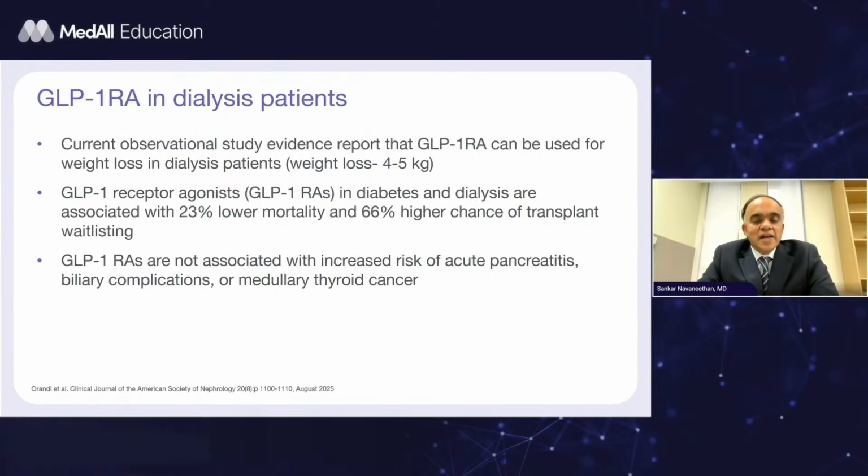However, a large observational study utilizing the United States Renal Data System showed that GLP-1 receptor agonists can be used for weight loss in the dialysis population. It leads to an average weight loss of about 4 to 5 kilos, which we actually saw in the FLOW-CKD trial also. The GLP-1 RA in diabetes and dialysis was associated with a 23% lower mortality and a 66% higher chance of transplant listing. There was no higher risk of acute pancreatitis, biliary complications, or medullary thyroid cancer.